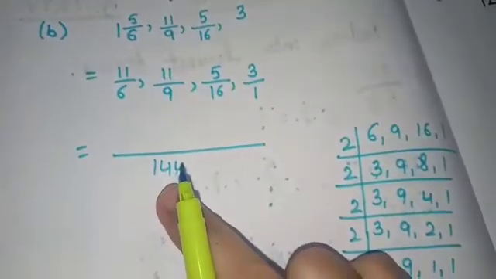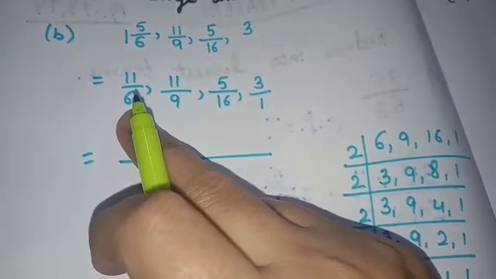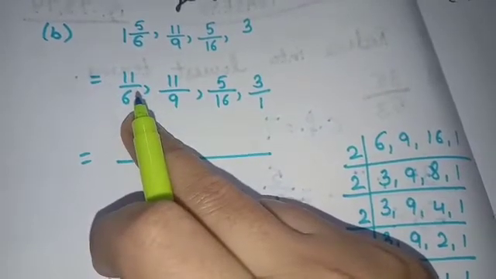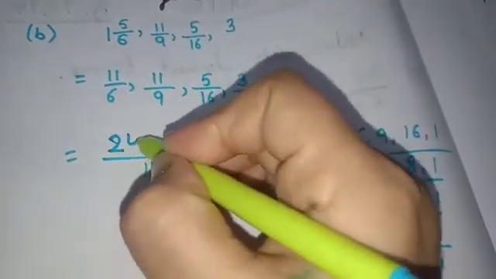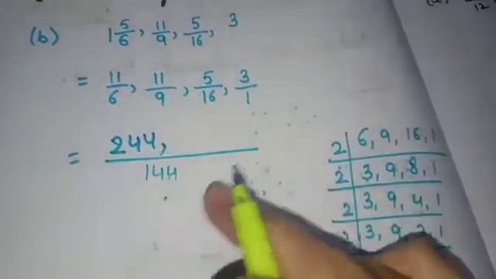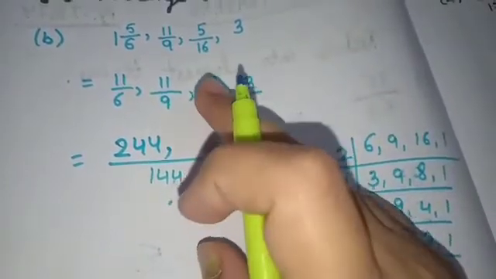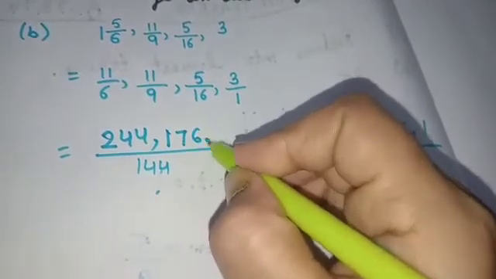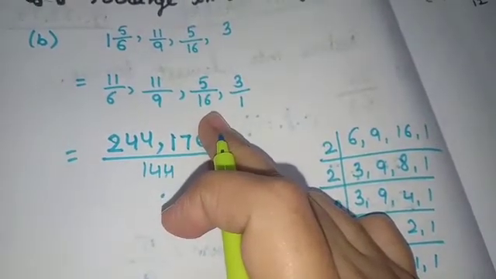Then write the common denominator 144. 144 divided by 6. If you are unable to do it orally, then you can calculate by division. Then it will be 24 and 24 multiplied by 11 it will be 244. Now 144 will be divided by 9. It is 16 and 16 multiplied by 11 it is 176. Then 144 divided by 16 it's 9.